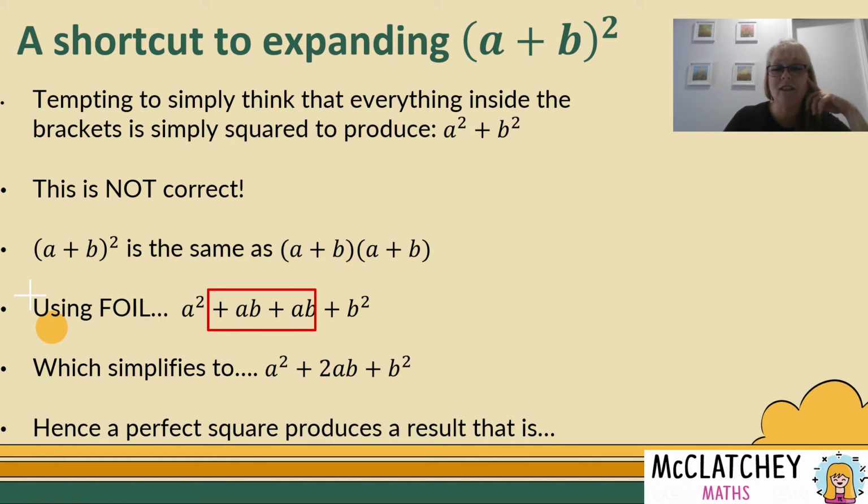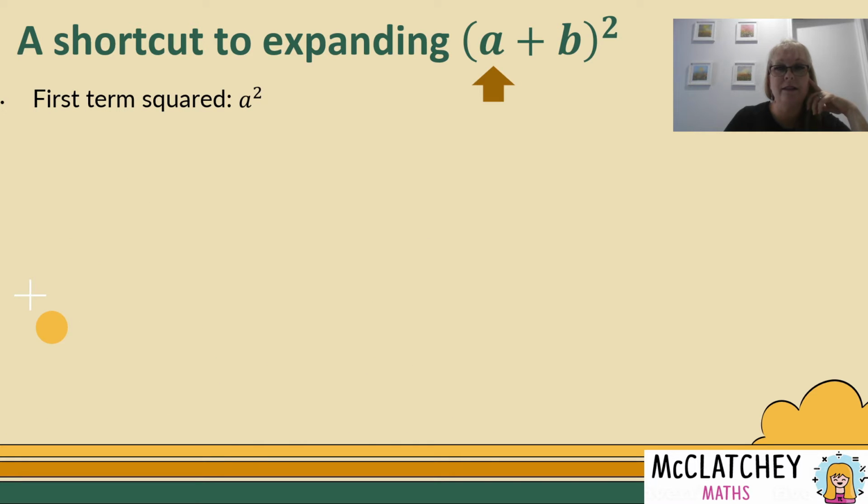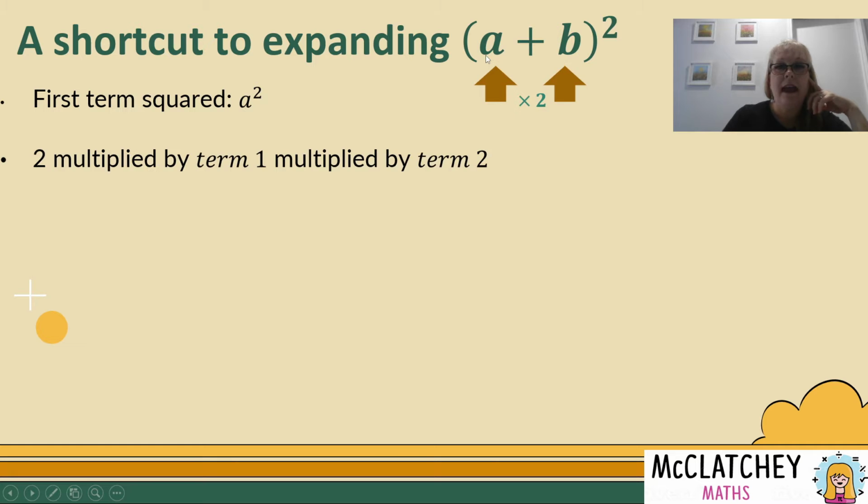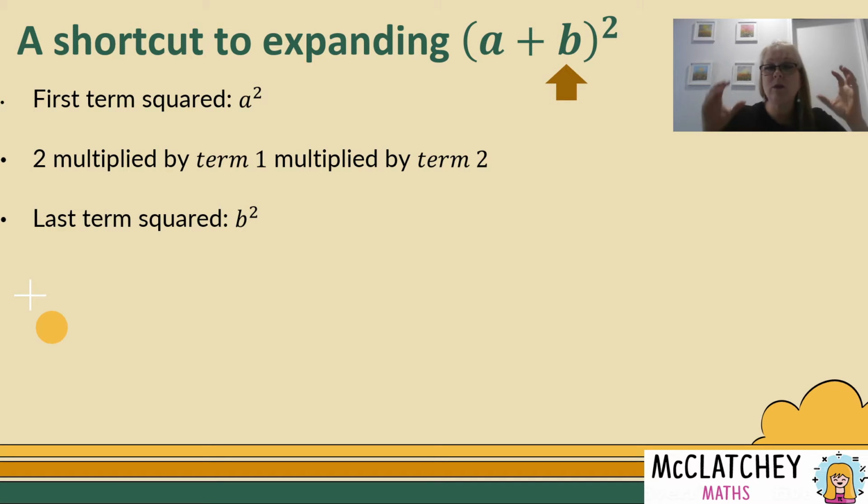So our perfect square produces a result that is, firstly, the first term squared, which is a squared, and then 2 times term 1 times term 2. So a times b, which was ab, and double it, timesing it by 2 makes 2ab. And our third term squared. So that's what our final answer is going to be. The combination of first term squared and then 2 times a times b, then b squared.